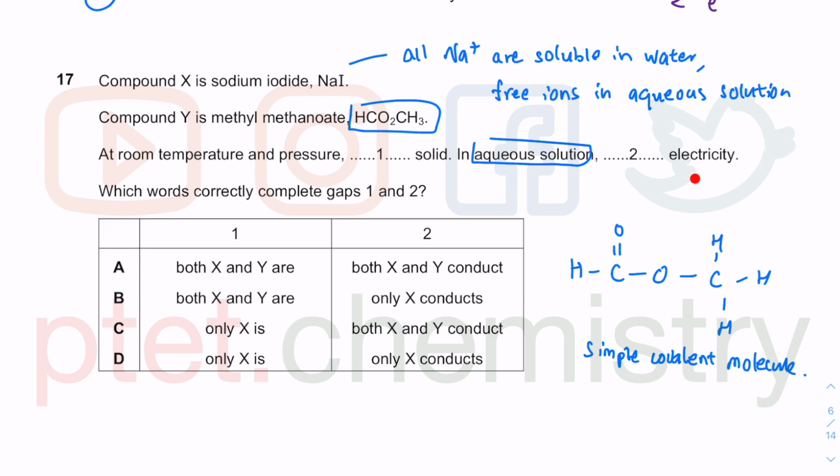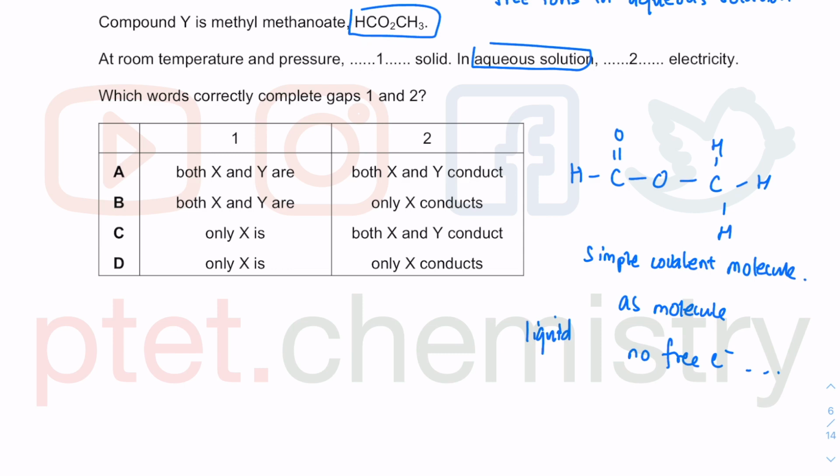It cannot conduct electricity because it exists as molecules, and there are no free electrons at all, as it is not even ionic. So at room temperature and pressure, some things are solid. This is going to be a liquid, or in fact you can think of it as a gas if you want to, but I know it's a liquid. So it has low melting point and boiling point as a result of the simple covalent structure.